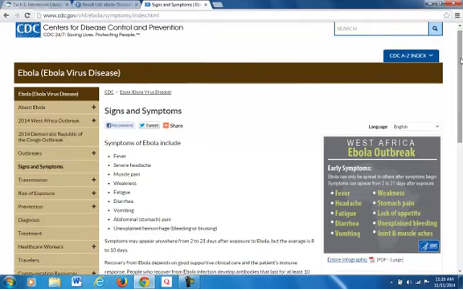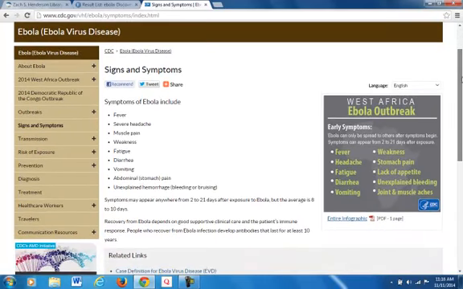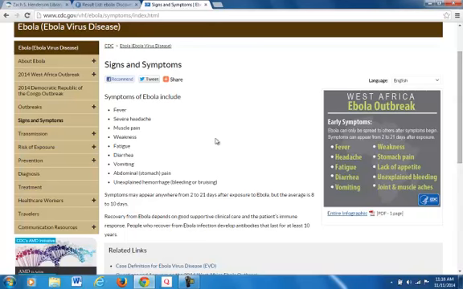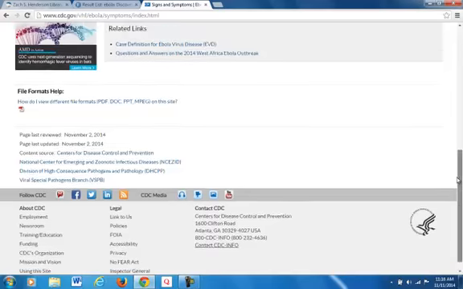Okay, I'm looking at the signs and symptoms page, just because probably in the beginning of my paper I'd want to talk about what Ebola is and symptoms before I get into talking about the recent outbreak.